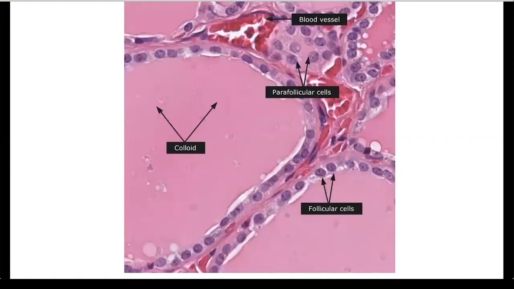This histology slide demonstrates where the parafollicular cells are located.